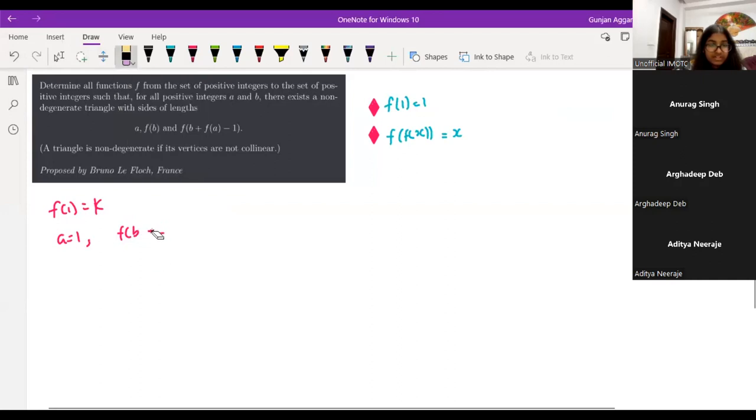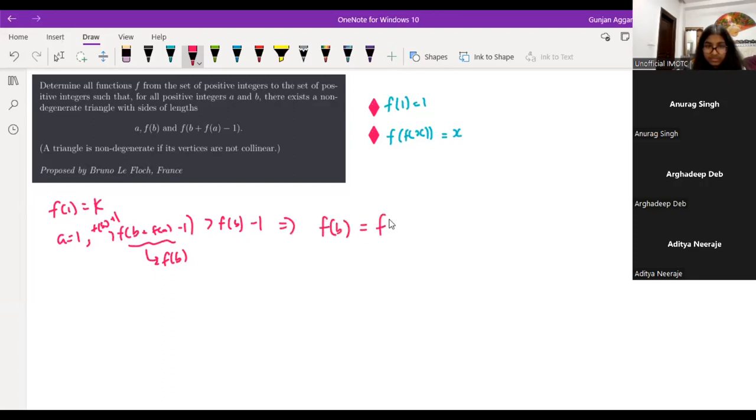The third term, f of b plus f of a minus 1, is between f of b minus 1 and f of b plus 1. True. So it has to be f of b. Yeah, this is f of b. But this would imply that basically the function is periodic.